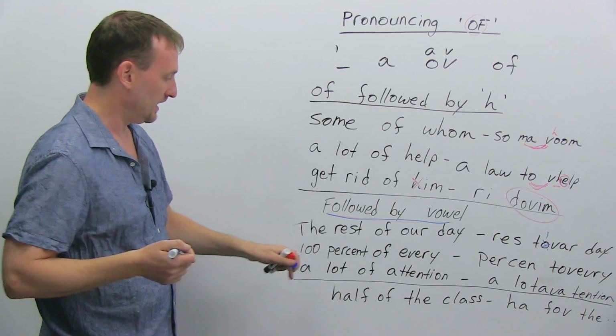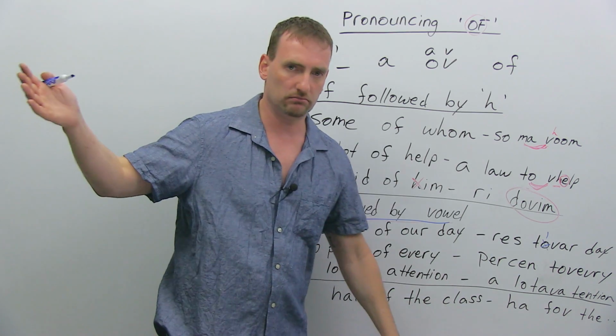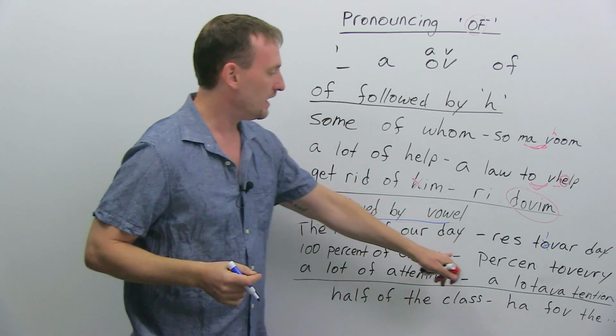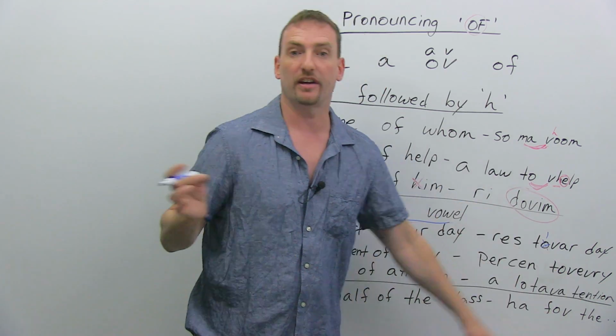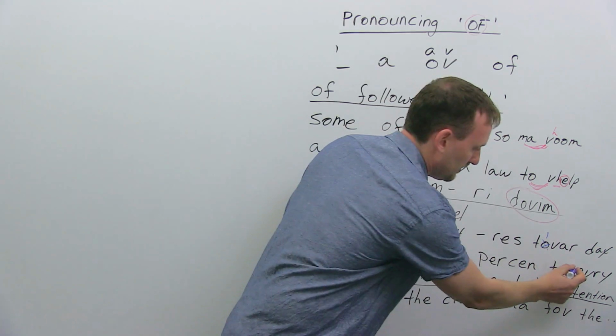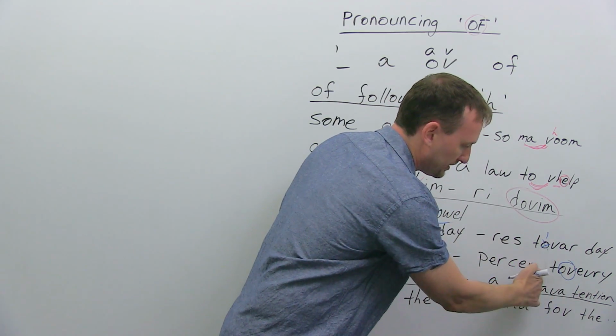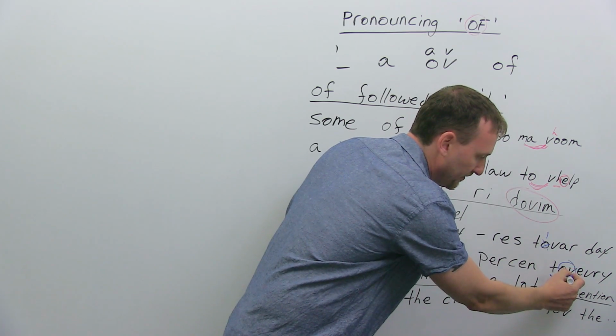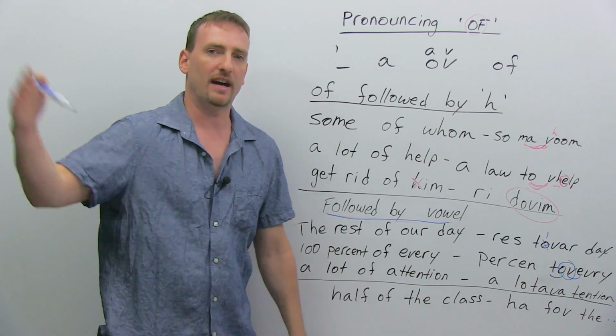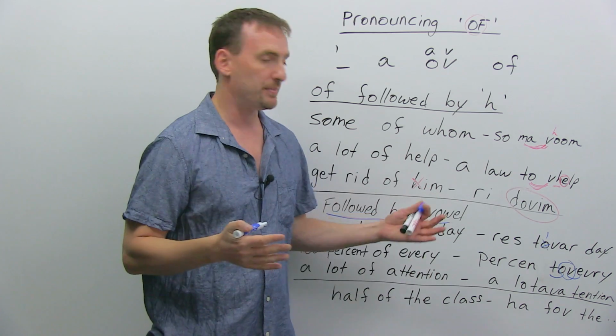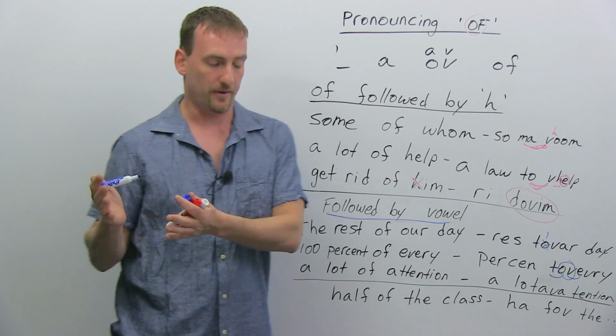In natural speed. 100% of every donation goes to charity. Percent tavevi. There's the of, and the T from the percent blends into the O, the V blends into the E, and then it sounds like one word. 100% of every, tavevi, okay?